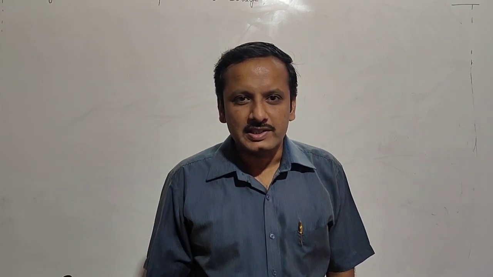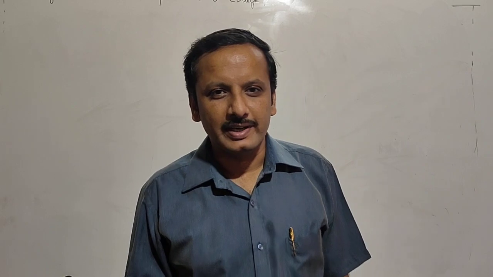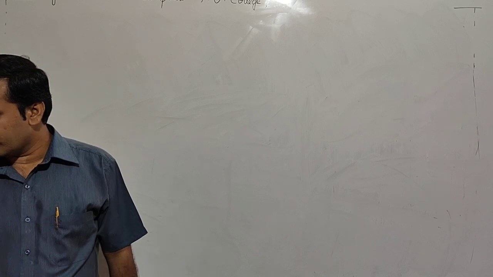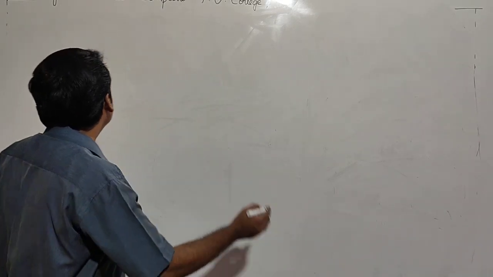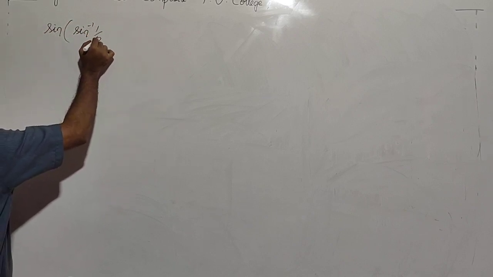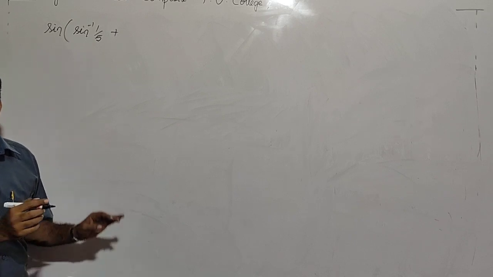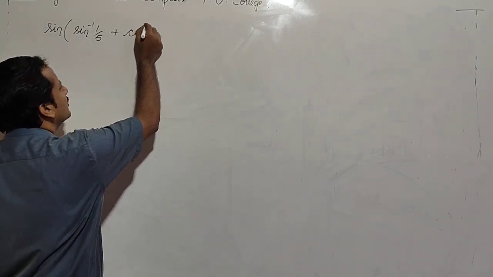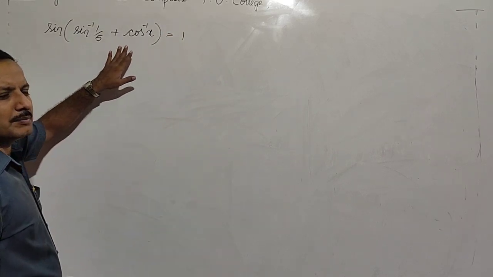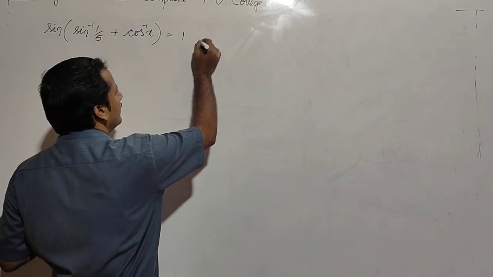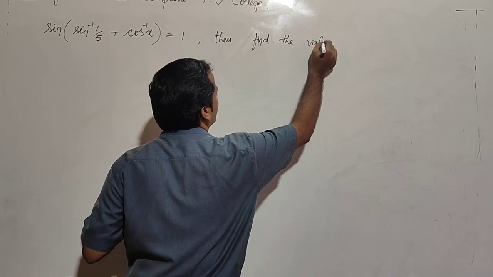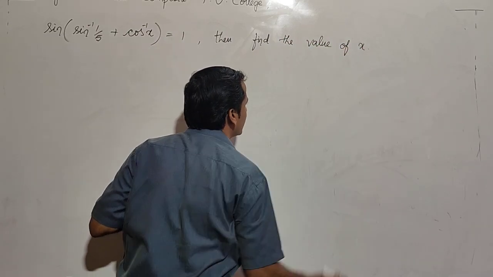Students, today we shall solve some problems on inverse trigonometric functions. Let us look at the first question. The question is, if sine inverse 1 by 5 plus cos inverse x is equal to 1, then find the value of x. Find the value of x is the question here.